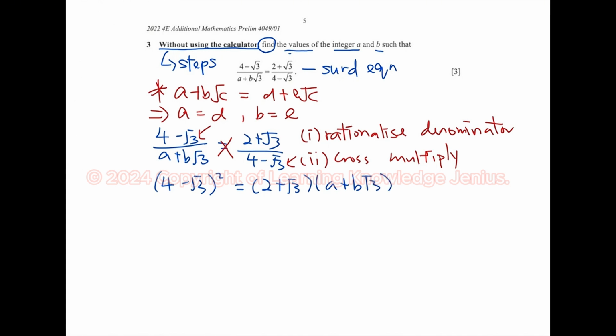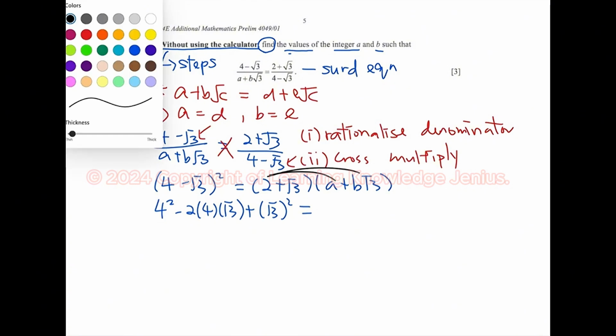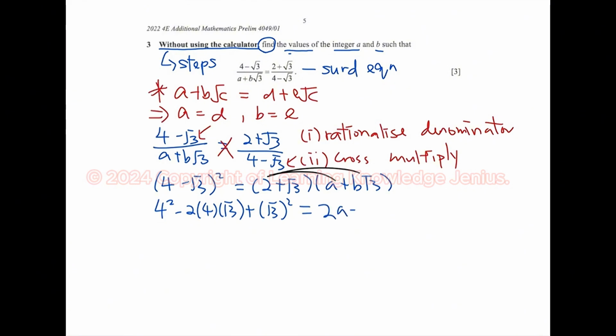Then I expand them. I get 4 squared minus 2 plus square root 3 squared, equal to, now I go to that expansion, 2 times a plus 2b square root 3. Follow that by expanding the next term. Now I get plus a square root 3 plus b square root 3 multiplied by square root 3. So I simplify further, I get 16 minus square root.